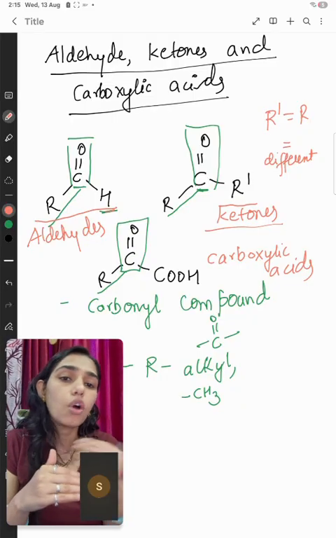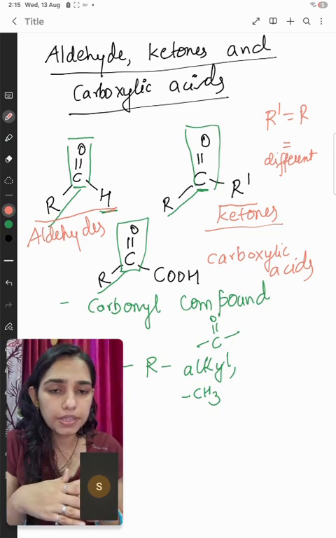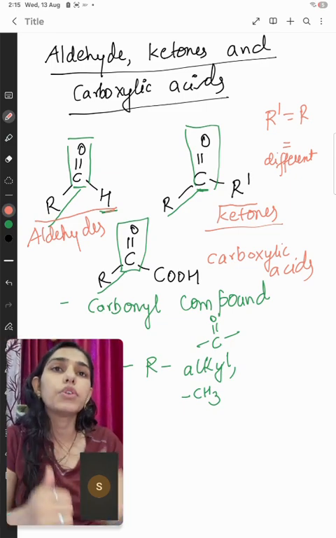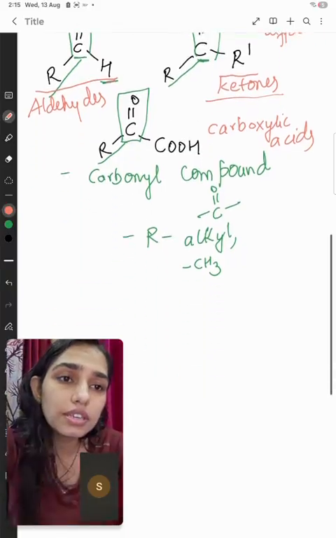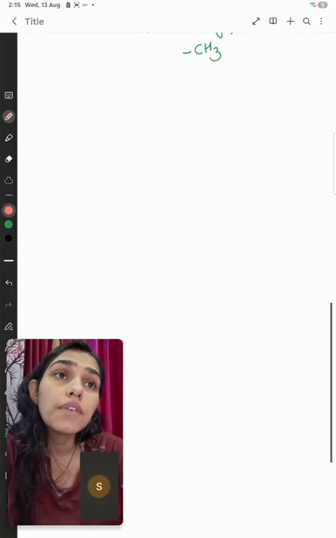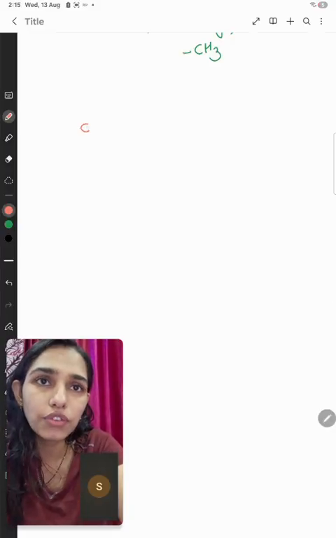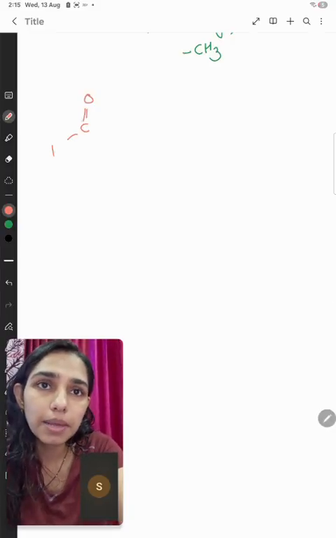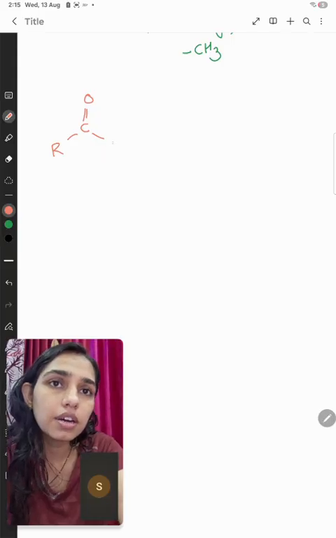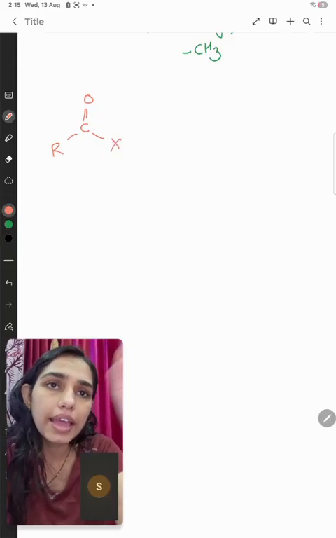No, we have a lot of other categories where carbonyl groups are present, but in this chapter we are going to study these three. So let's see which other functional groups also have carbonyl compounds. Now I'm drawing a few other structures. Just look at them. See, three things are the same here, and apart from that you have X here.